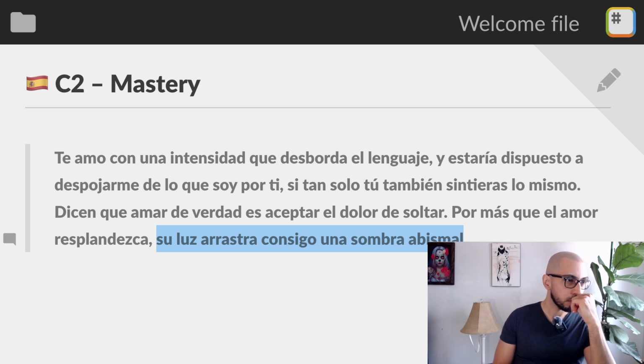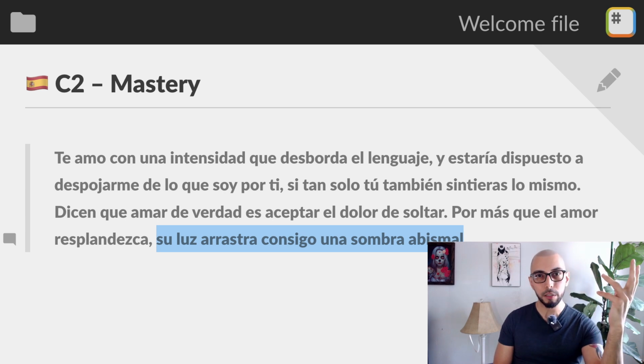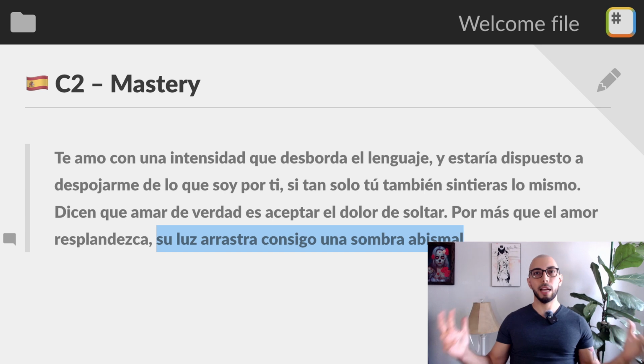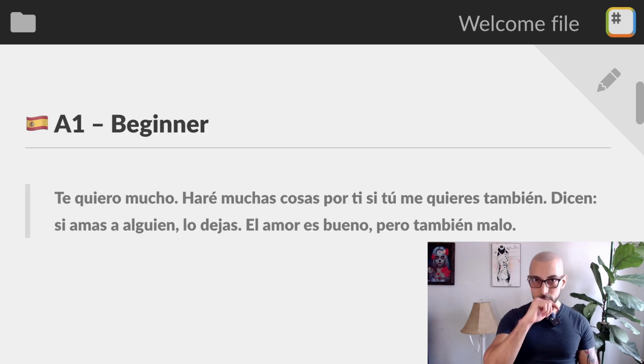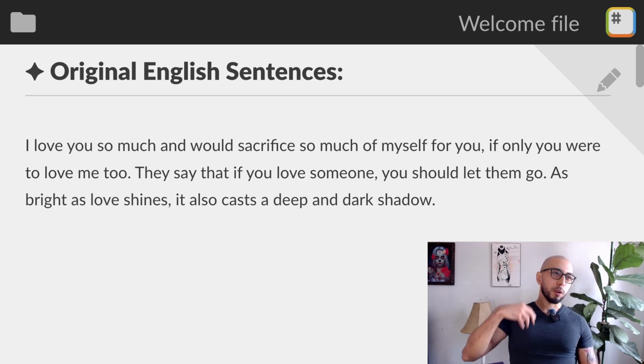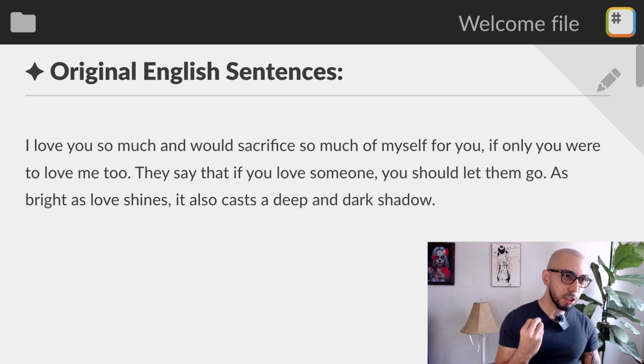This is like a Shakespearean description of love. This is beautiful. I mean, if you're writing about love at this level, ladies and gentlemen, you are a master of the Spanish language. That's it. Wait, one more time. Let's go back to the original sentence because, boy, have we gone through a journey here, ladies and gentlemen. I love you so much and would sacrifice so much of myself for you. If only you were to love me too.